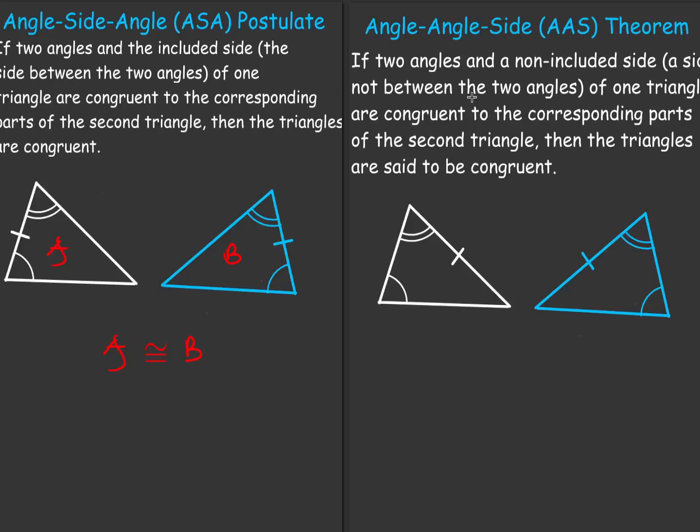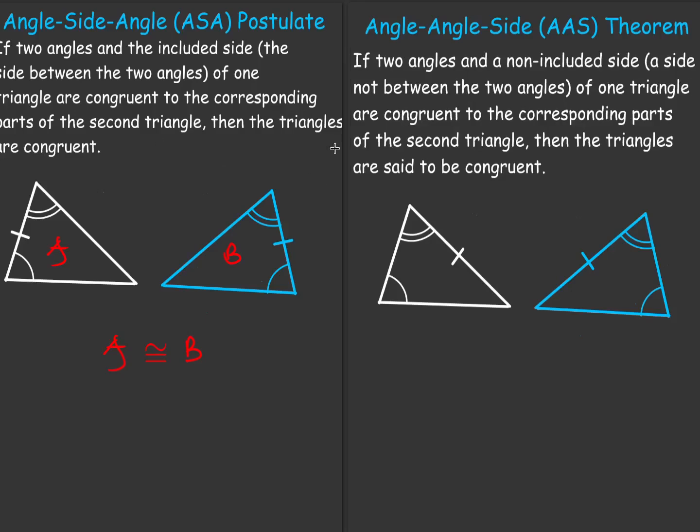So for the last postulate, or let me call it a theorem, it says if 2 angles and a non-included side, and since we have looked at what an included side is, for the non-included side, we simply mean the side that is not between the 2 angles. So if this is my angle and this is also my angle, this side here is between the 2 angles, you see. But this side, on the other hand, is not. So we call it the non-included side.